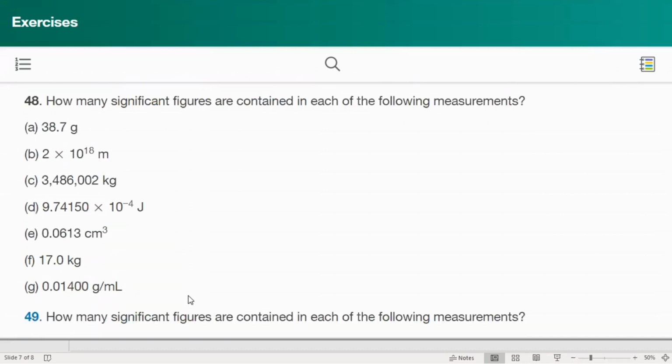How many significant figures are contained in each of the following measurements? A is 3, B is 1, C is 7, D is 6, because this is scientific notation, it's easy. This is 3 significant figures because the trailing 0 is after the decimal point. This is 4 because we have two non-zero numbers and 2 trailing zeros after the decimal point, and we ignore the leading zeros.